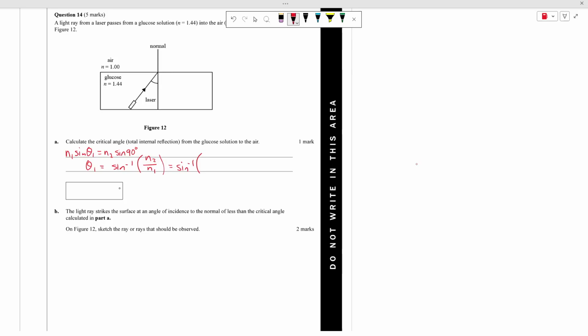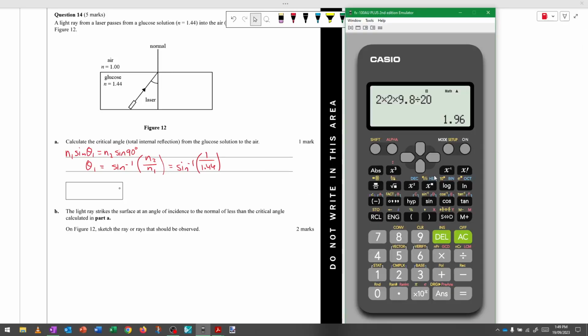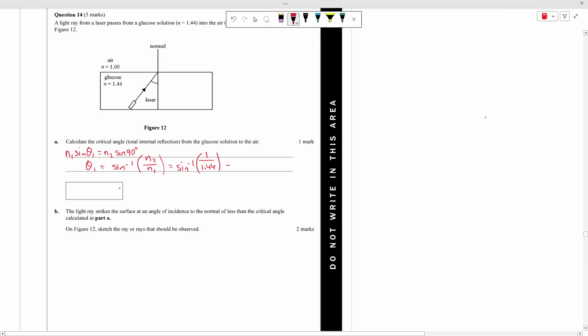N2 is where we're going, so that's air, so 1. And n1 is 1.44. That's where we're coming from. And chuck that on a calculator. So inverse sine of 1 over 1.44 is 43.98, or 44 degrees.